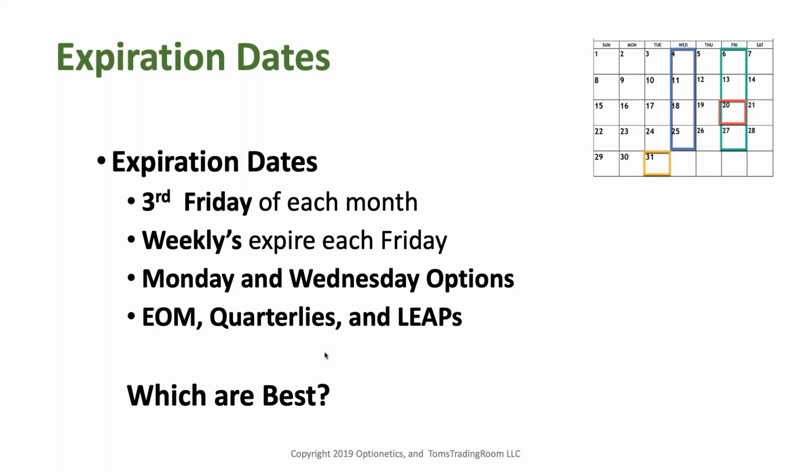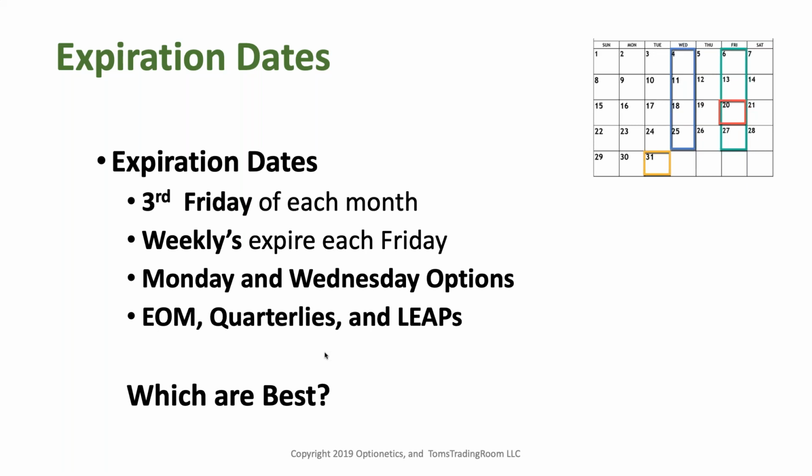So which ones are best? Well, they're all best based on what type of strategy you're doing. If you're a short-term trader, you're looking at those Monday, Wednesday, Friday options, those weeklies. If you're an income trader looking at that 30-day trade, you could look at weeklies into the following month, but typically you'll look at those third Friday options. And if you're looking for something outside of that, then you'll look at 90-day options or 6-month options or even LEAPS.